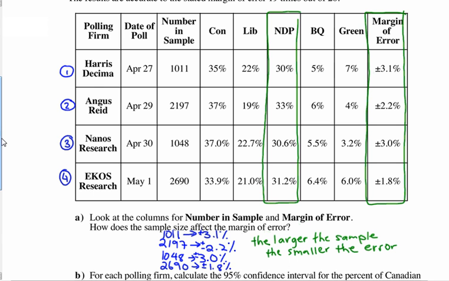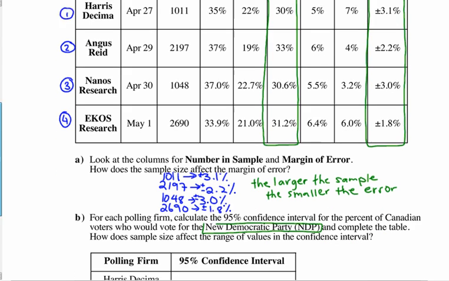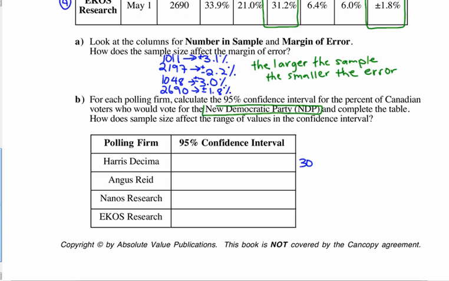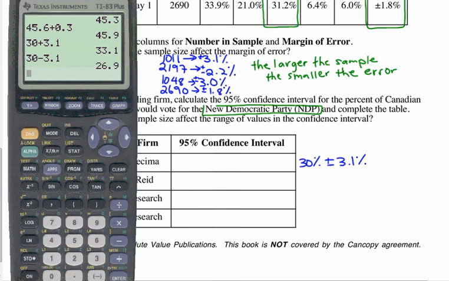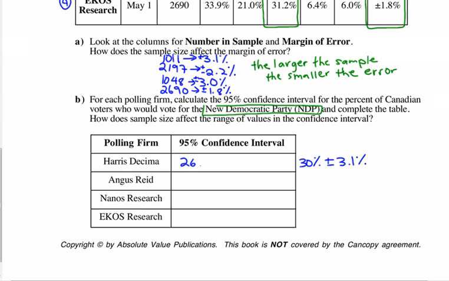So the Harris Decima is 30% plus or minus 3.1%. So we want to create the range. We grab our calculator. We're at 30, so we first need to subtract the 3.1%, and then we add. So 30 minus 3.1 and 30 plus 3.1. So our range is between 26.9% and 33.1%.